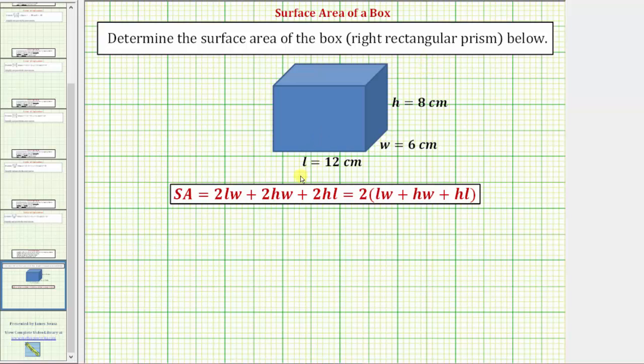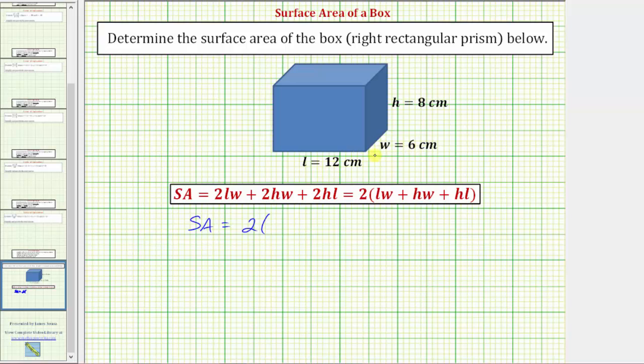and the back face. Notice how we can also express the surface area formula in factored form by factoring out the common factor of 2. But let's go ahead and find the surface area using this form of the formula. So for our box, or right rectangular prism, the surface area is equal to 2 times, again, length times width, which would be 12 centimeters times 6 centimeters.